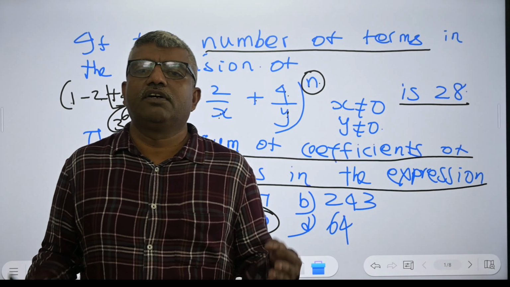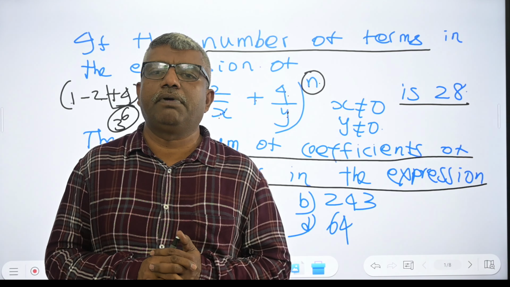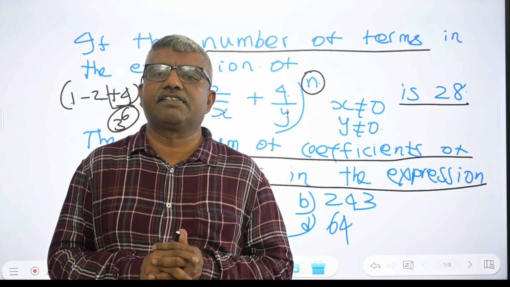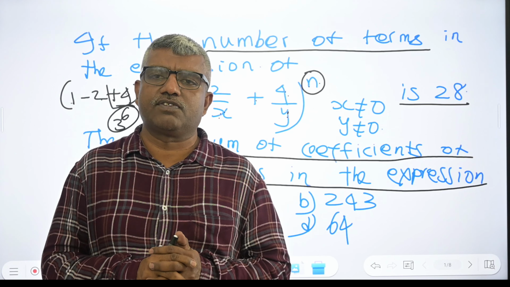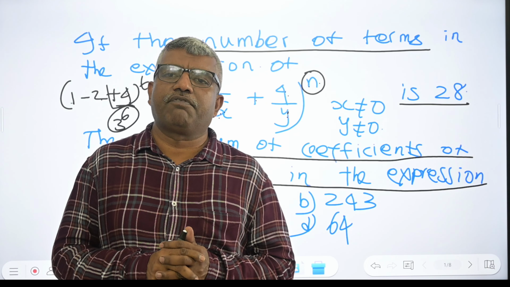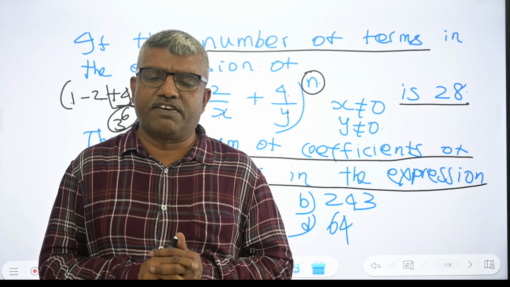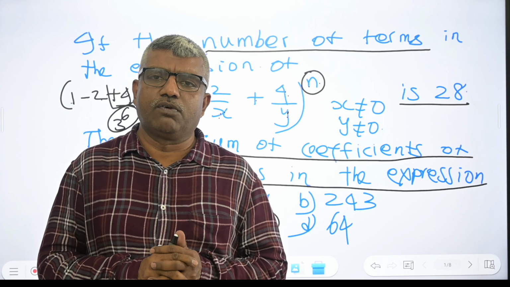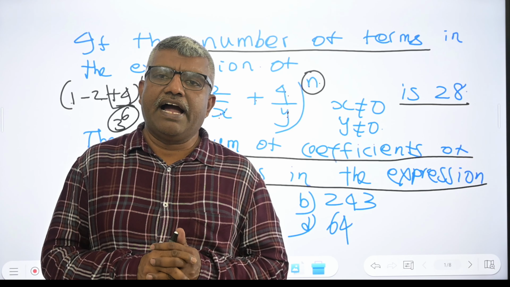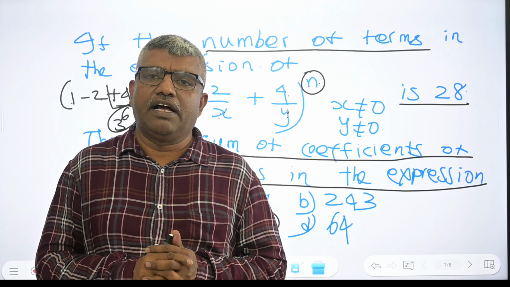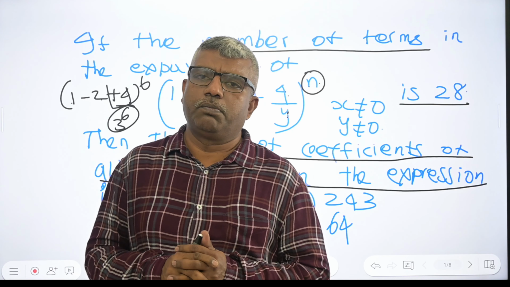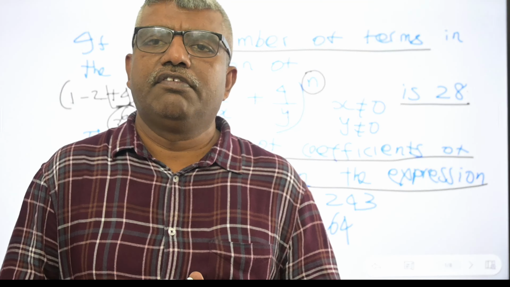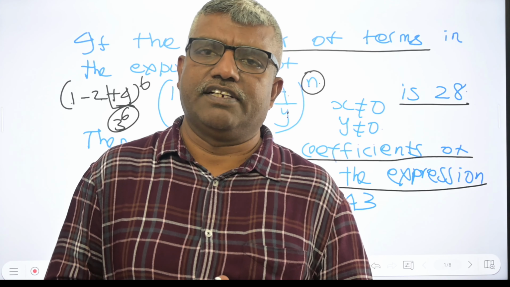Okay. So how to do it? To find the number of terms of a multinomial, use (m plus n minus 1) C (m minus 1). If you find the sum of the coefficients of the terms, put all the variables equal to 1, then add the numbers and raise it to the power of n. That will give the sum of the coefficients.